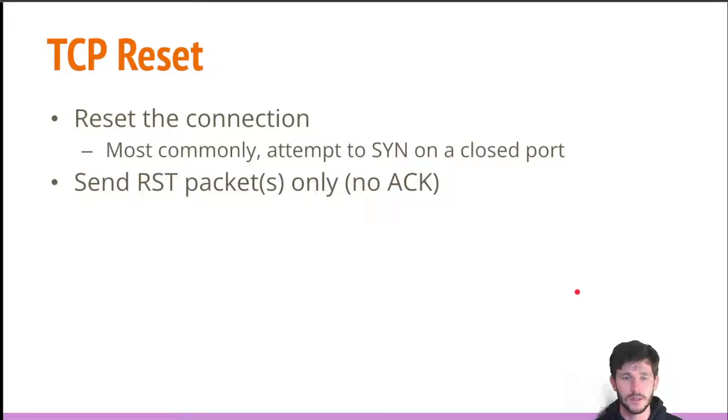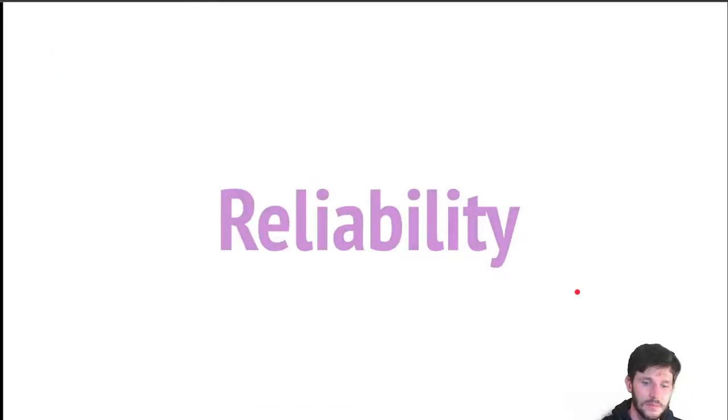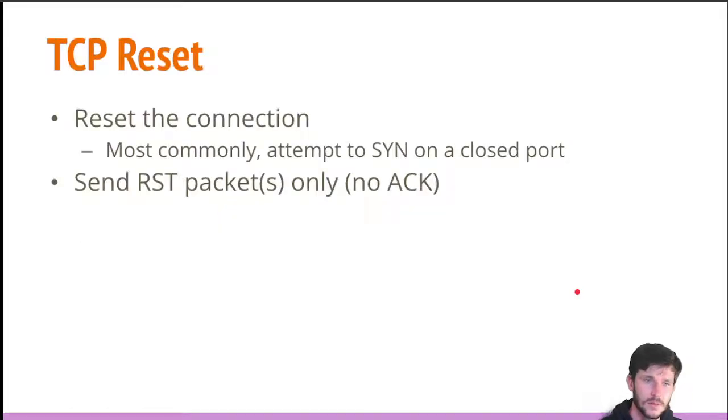The other way that we can shut down a connection is using reset packets. And these are used to fully reset the connection. And usually this happens if a device receives some TCP packet from within a connection that it doesn't know anything about. How would that happen?